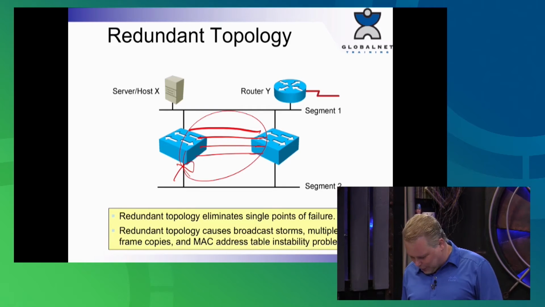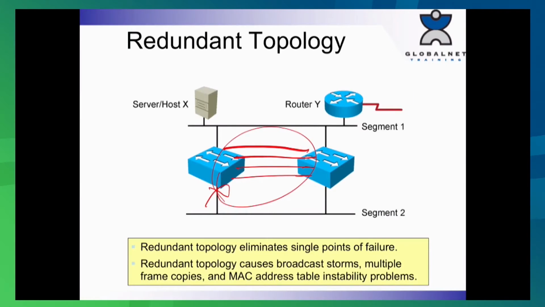All right, so we're going to be a little different here. Anyways, we want to eliminate single points of failure. Let's take a look down here. Broadcast storms, multiple frame copies, MAC address instability problems, because we don't know where the MAC address is coming in on multiple ports. This is all what happens if we don't implement a redundant topology correctly.